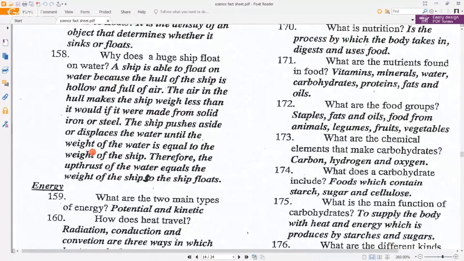Why does a huge ship float on water? A ship is able to float on water because the hull of the ship is hollow and filled with air. The air in the hull makes the ship weigh less than it would if it were made from solid iron or steel. The ship pushes against or displaces the water until the weight of the water is equal to the weight of the ship. Therefore, the upthrust of the water equals the weight of the ship, so the ship floats.